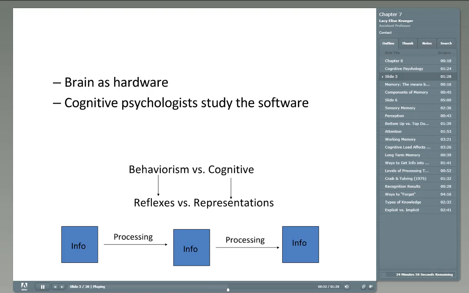And as a cognitive psychologist, instead of looking at brain activity, we're focused on those internal processes that are ongoing, that are producing that behavior. And so cognitive psychologists study the software. Whereas in behaviorism the smallest unit was a reflex, cognitive psychologists study representations. And we can look at it in terms of we have a piece of information, it gets processed, then we have more information that gets processed, and so forth.